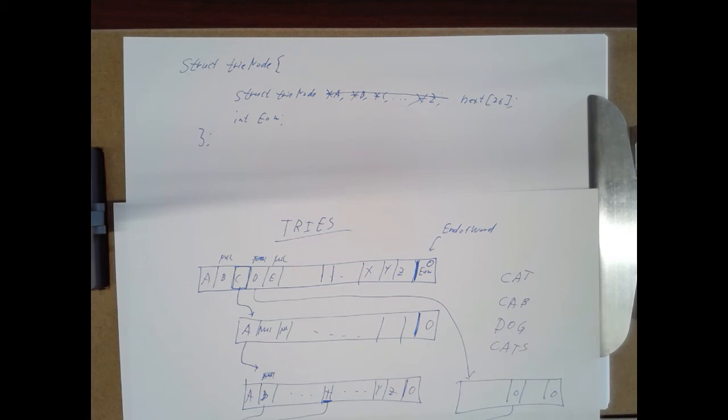I don't know. I've never coded one of these recursively. I think you could. Yeah, so if you've got cat, you could go down to the C, either follow the node or create a node, and then say insert at, using that as the root. That should work. That would be pretty cool.